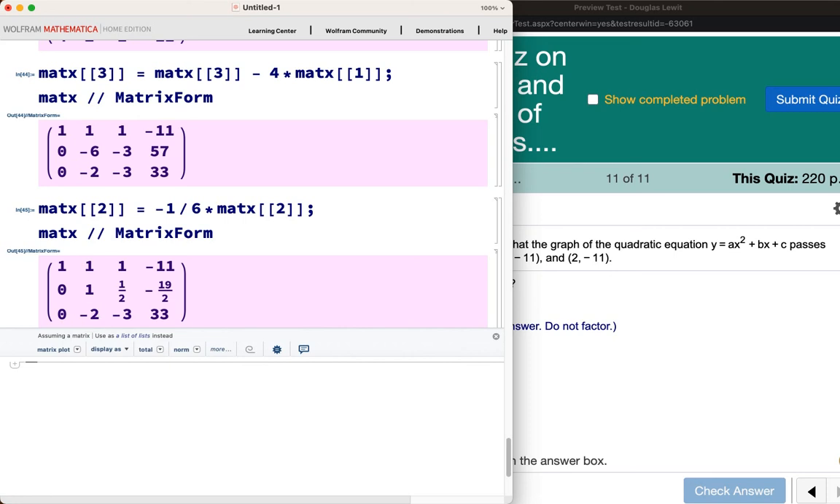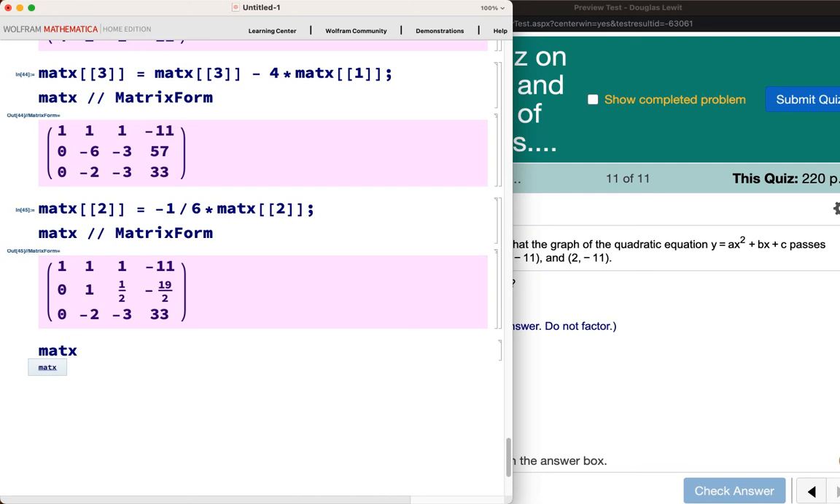So it doesn't really matter which, I have to change the first and third rows. Do I want to change the first row first? Do I want to change the third row first? It's not important. That's your decision. Which one you do first or second, that's a matter of personal preference, okay?